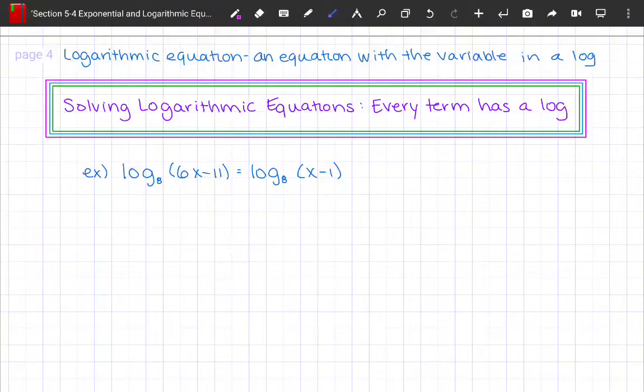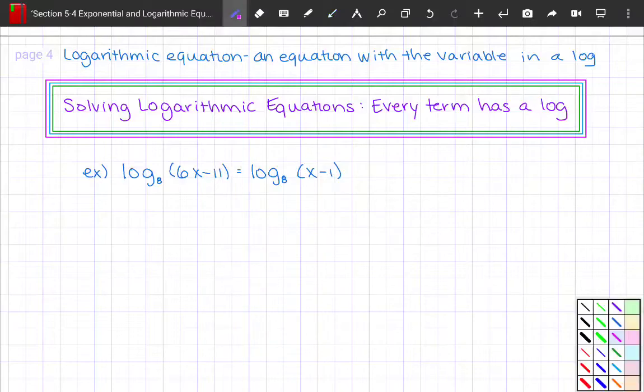But if we look at this one, this term has a log, that term has a log, every term has a log. In fact, in this case, we only have one log on each side. So if log base 8 of something equals log base 8 of something, these somethings have to be equal. You can basically just equate the arguments. So 6x minus 11 equals x minus 1. Let's see here, subtract x from both sides and add 11. Why is this so hard? x is 2. There we go.